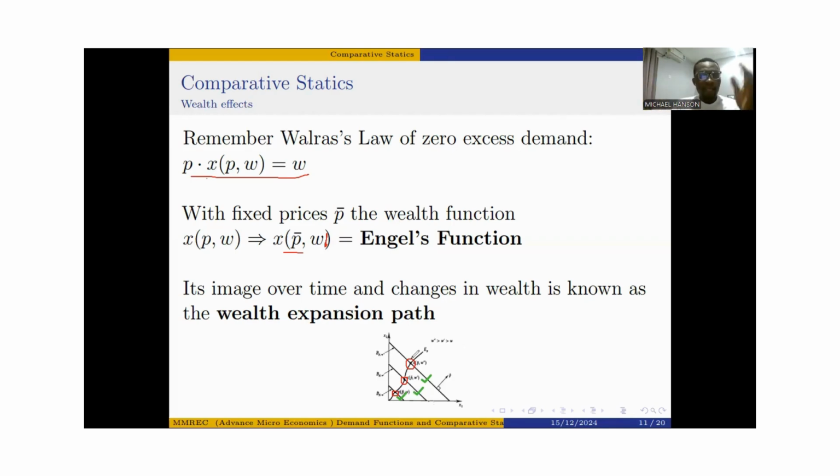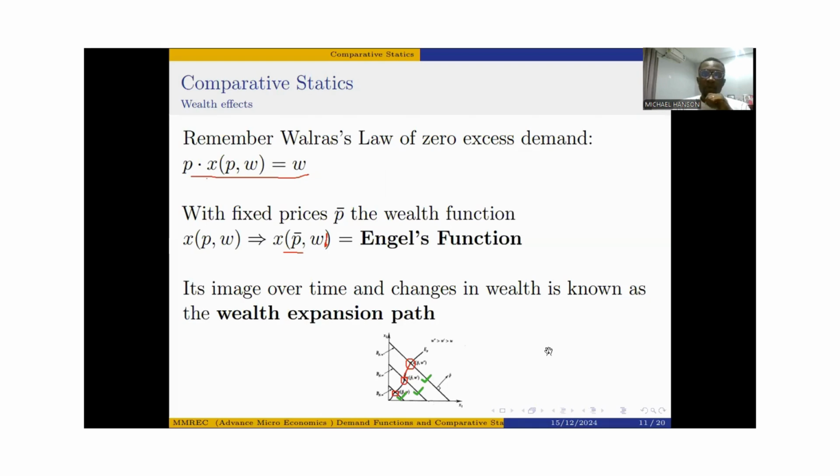And that is why, when you join these consumption paths, you get what we call the Engel's function, and that is the wealth expansion path. Take note. So with constant prices, an increase in the wealth of the consumer moves him from one budget line to the other, where he's able to buy more of both commodities. When you join those bundles together, that produces what we call the wealth expansion path. So take note of that.